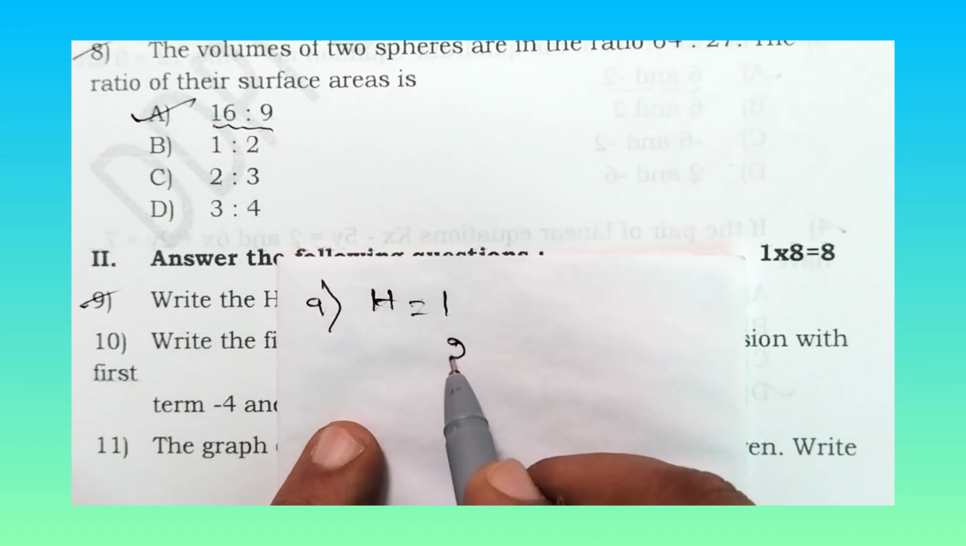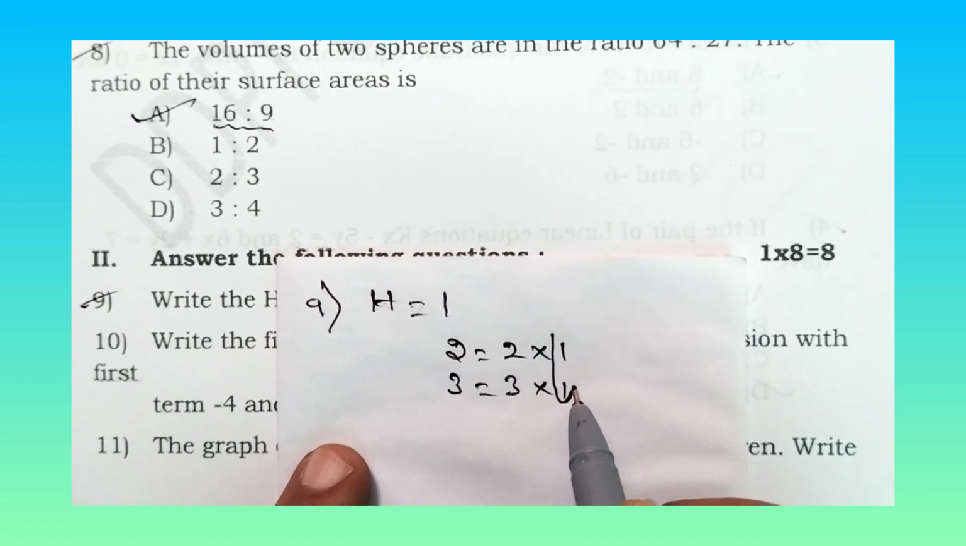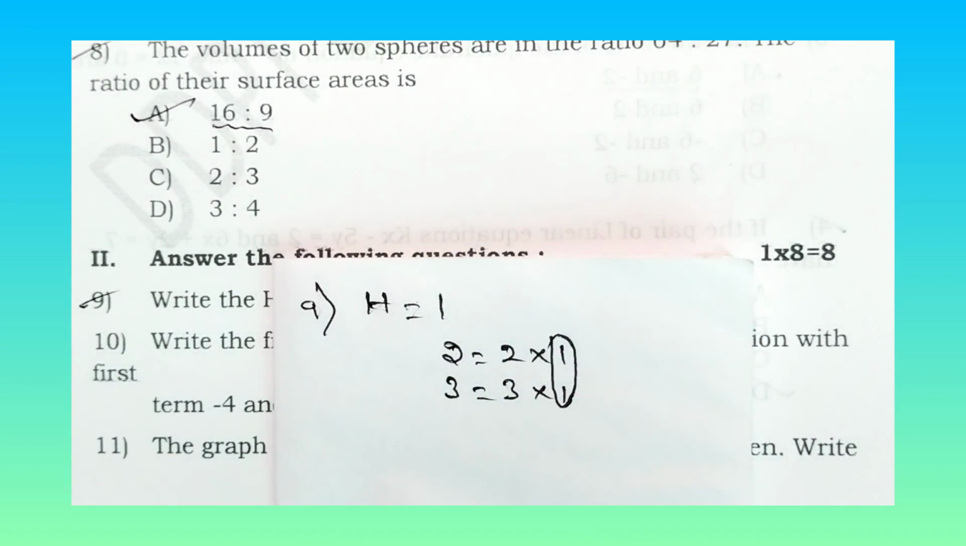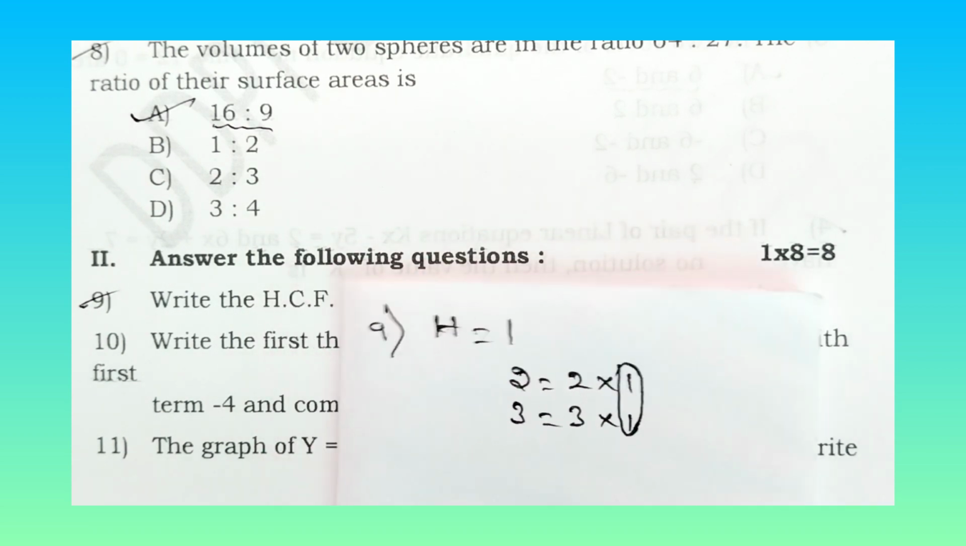For example, if we take 2, 2 is written as 2 into 1. 3 is written as 3 into 1. So what is the highest common factor? That is 1. The HCF of any prime numbers, we do not even need to think. The HCF of any prime numbers is always 1. So 1 is the answer.